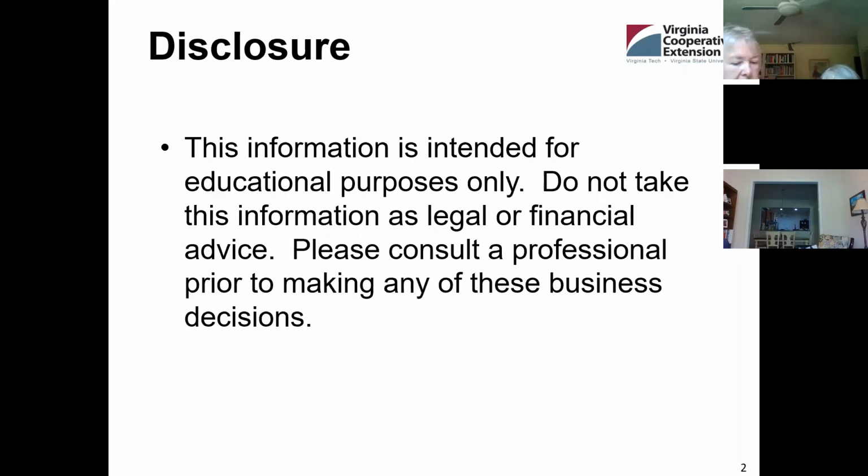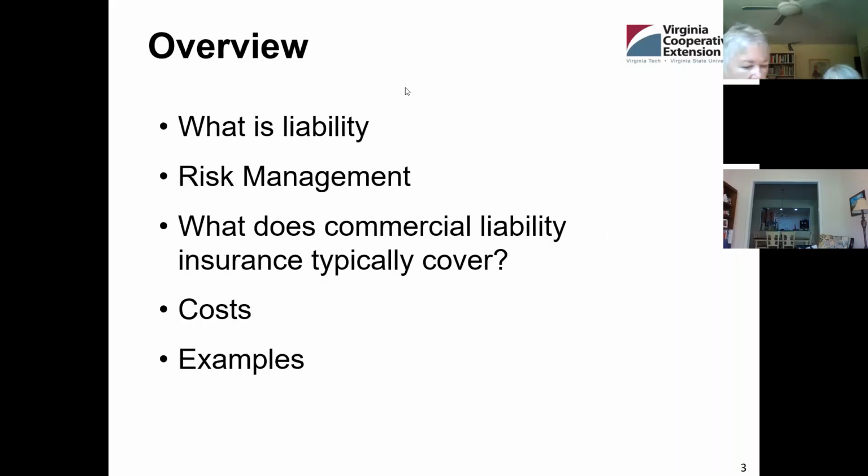So now that we got that out of the way, let's talk a little bit about liability. We're going to talk a bit about risk management, and talk about commercial liability or business liability. What does that cover? What doesn't that typically cover? A little bit about costs, and throughout I will sprinkle some examples.